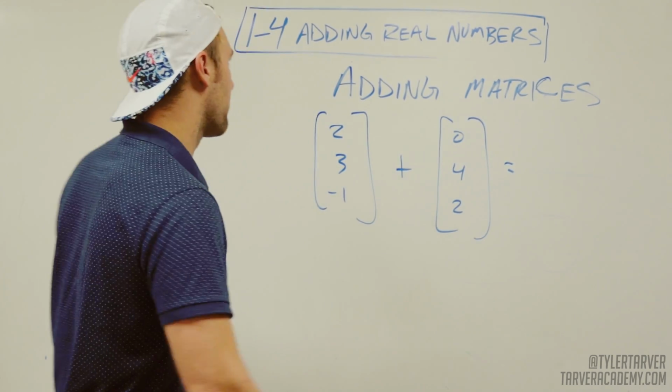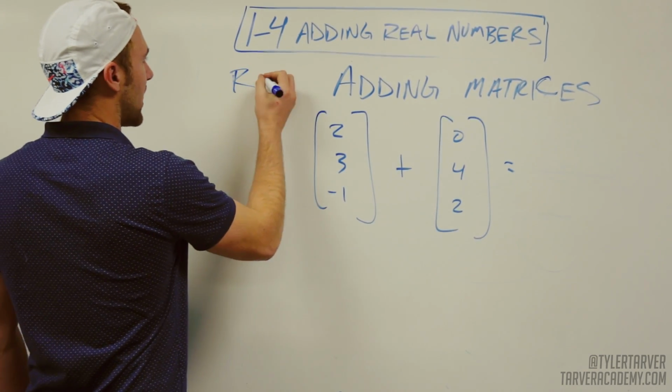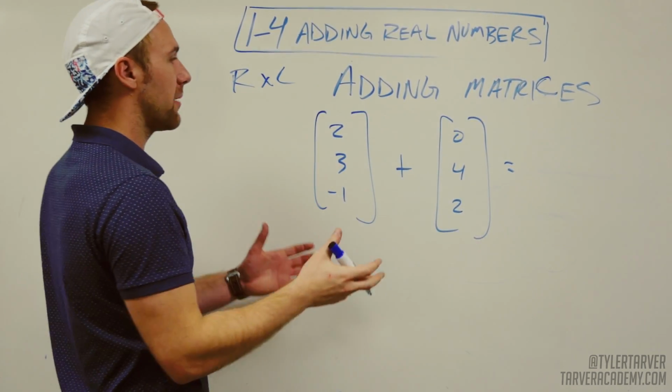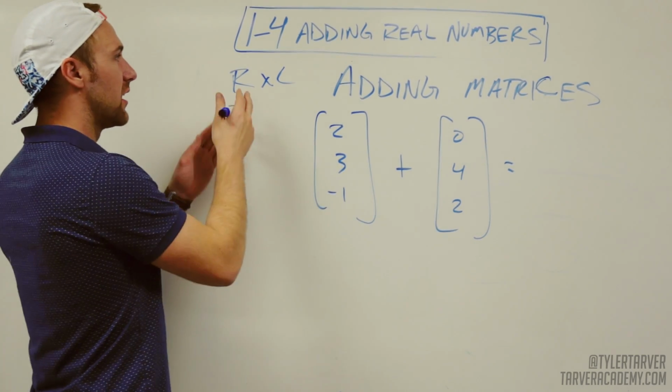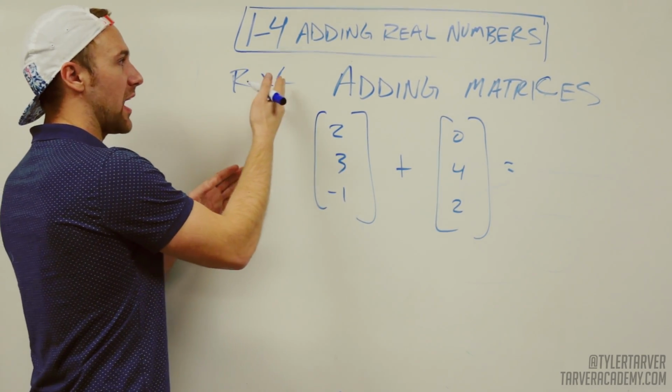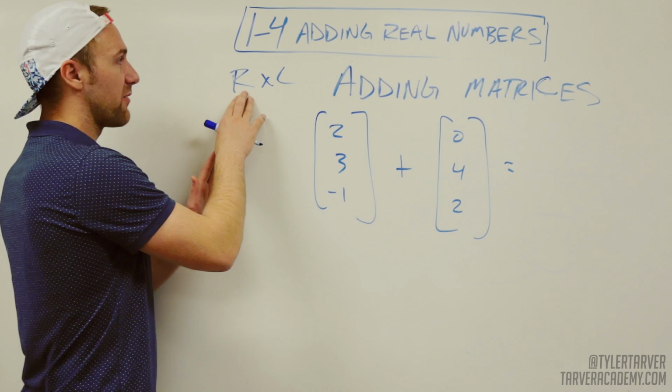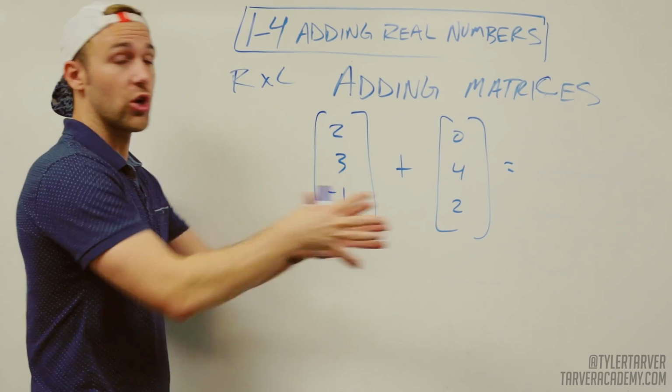Am I right? Okay. So first off, I want to remind you that whenever you're looking at a matrix, the way you label it is the number of rows by the number of columns. Okay, so let's look at our amount of rows. Rows are going across.